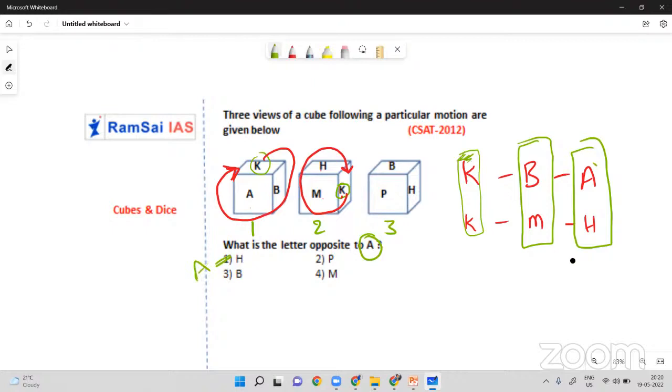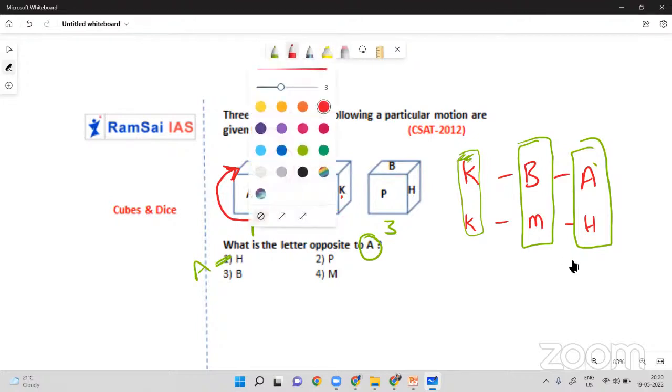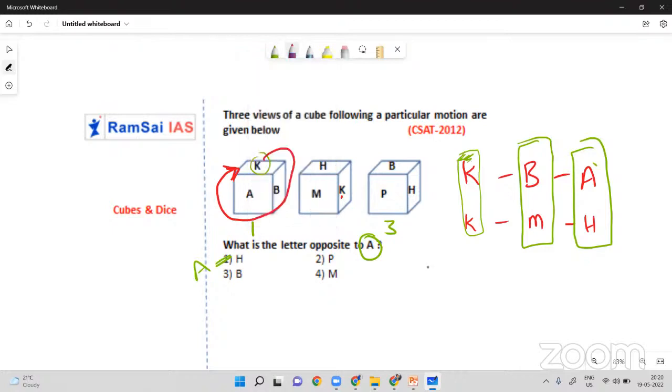If you want, you can go with second and third. Why not? I'll erase this much, and on the left side I am going to write in blue color. In second and third views, is there any common face? Yes, H is in common, no? So I'll go like this. On the left side I'm writing H K M, and starting from H, H P B.